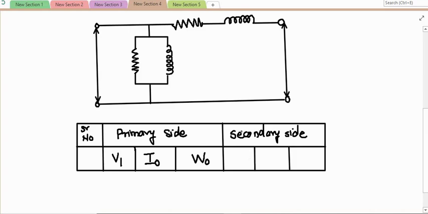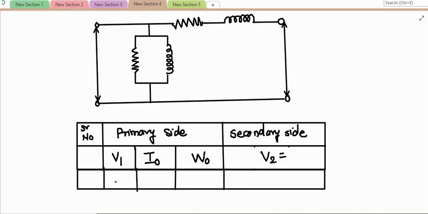So on secondary side, I will rub this. On secondary side, what we have to do? We have to take only the voltage reading, V2. So as shown in the observation table, we have to record the readings of various instruments, those connected on the primary side and the secondary side.